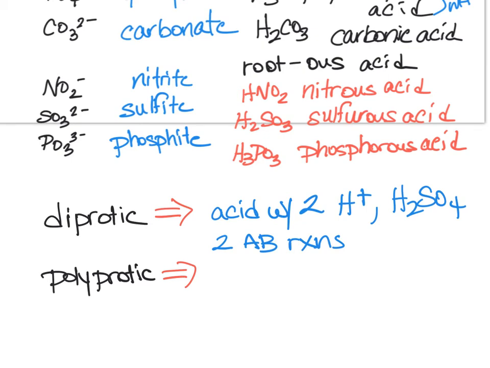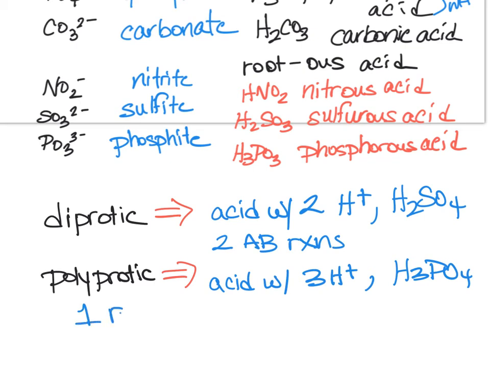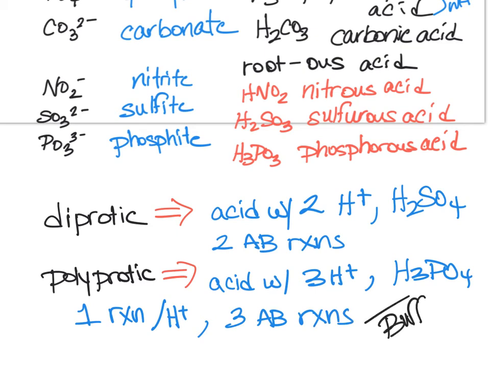A polyprotic acid is an acid with 3 hydronium or more, technically could be. An example would be phosphoric acid, H3PO4. And so in this case, there would be one reaction per hydronium. So phosphoric acid would go through 3 acid-base reactions. It becomes important when we start talking about buffers and biological systems, so we'll talk more about that in Chapter 16.